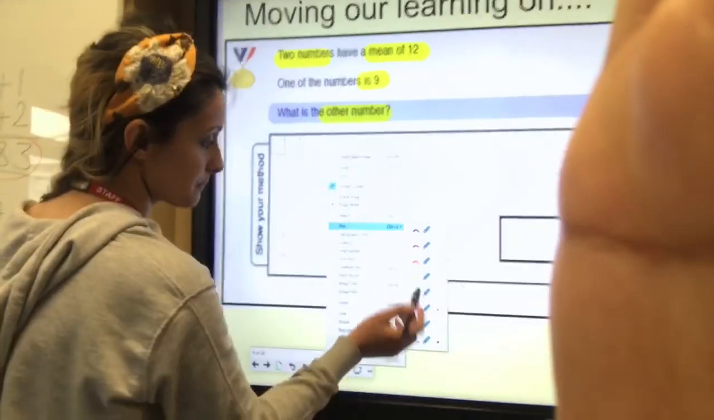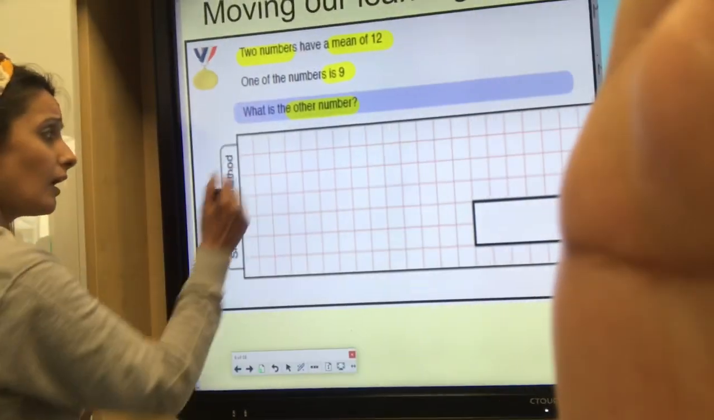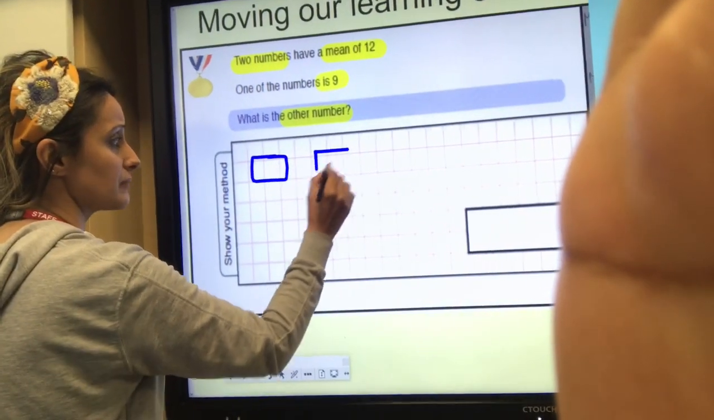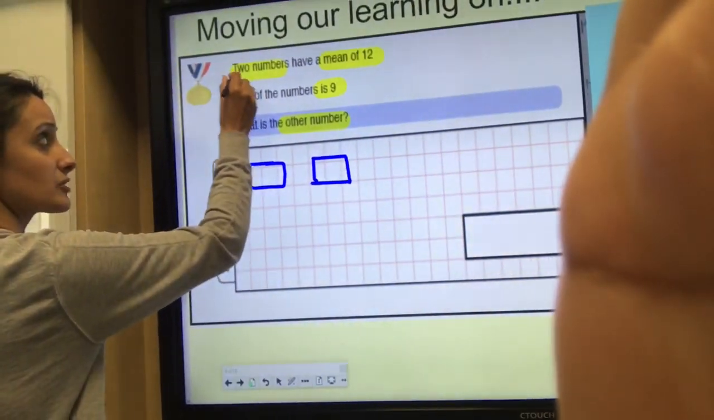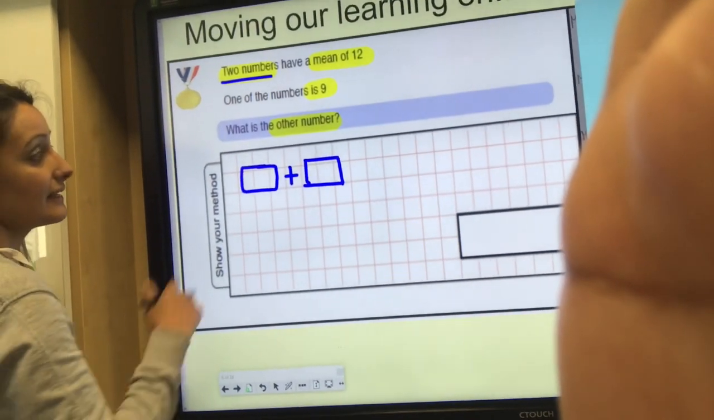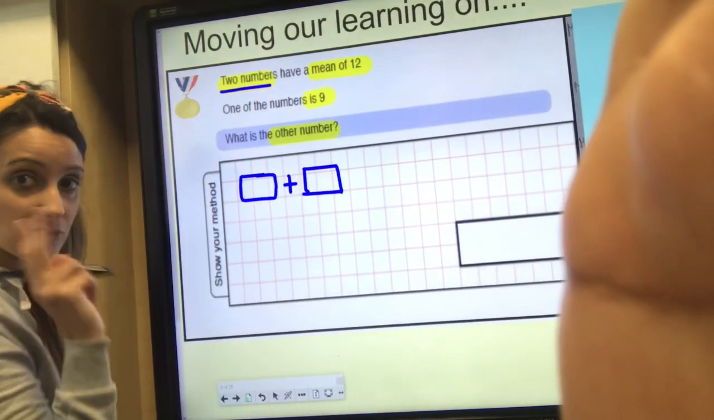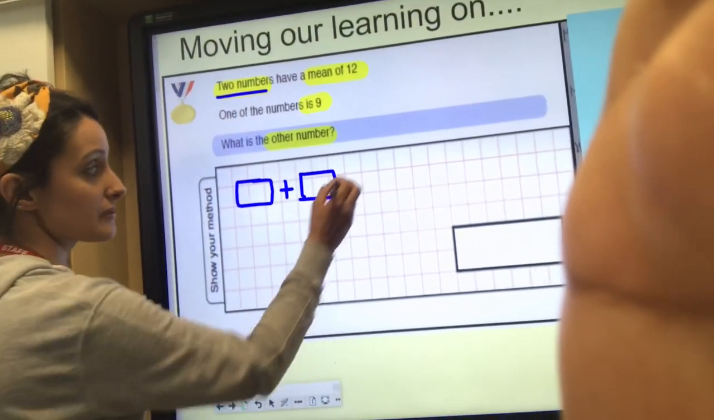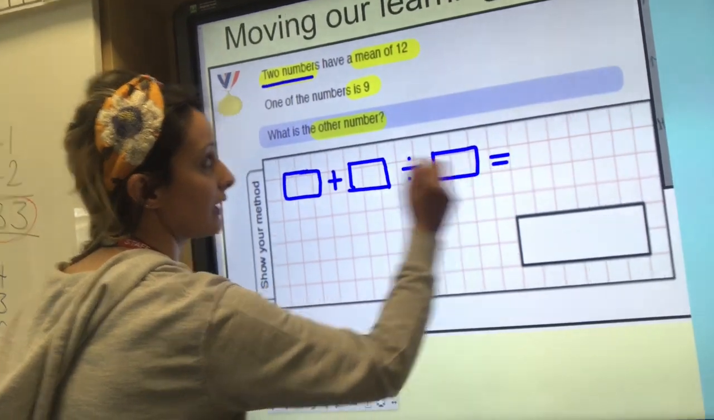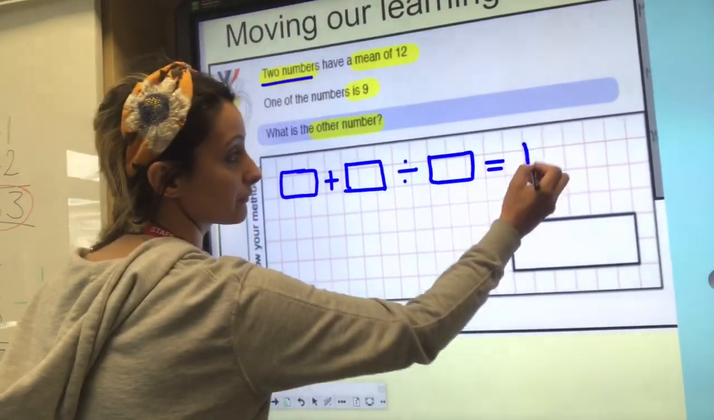Now, for this part here, I'm going to model it. I know that for the mean, I have to add my numbers first. And they're telling me there's 2 numbers. So therefore, they have to be added first. Now also, I know with the mean, you have to do 2 things. You have to add your numbers and divide by the count. How many numbers are there? And they're telling me that my answer is 12.